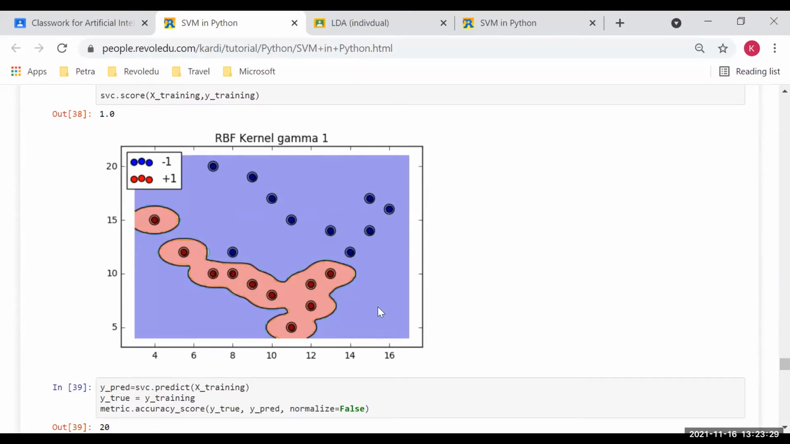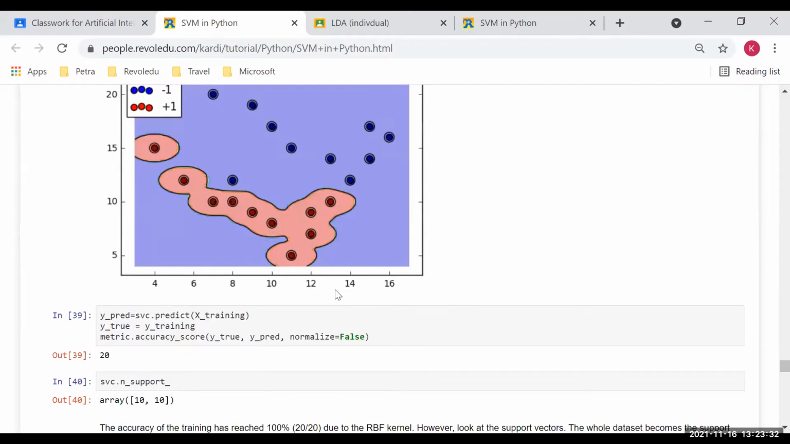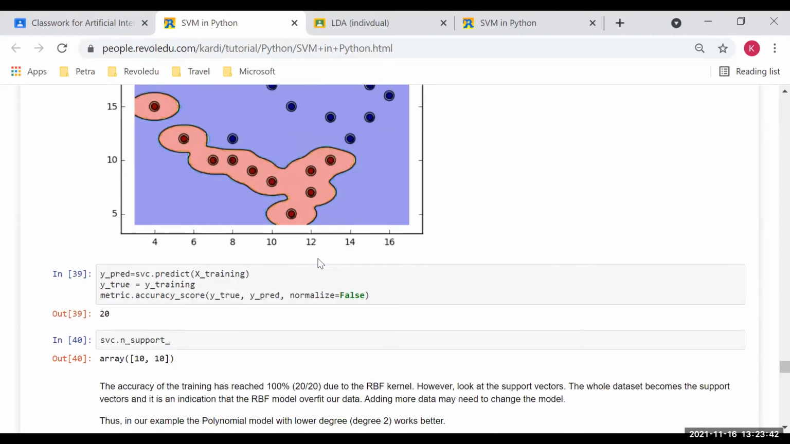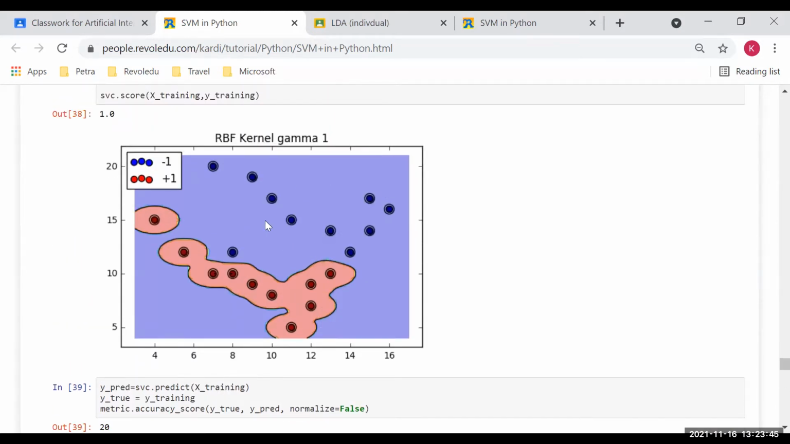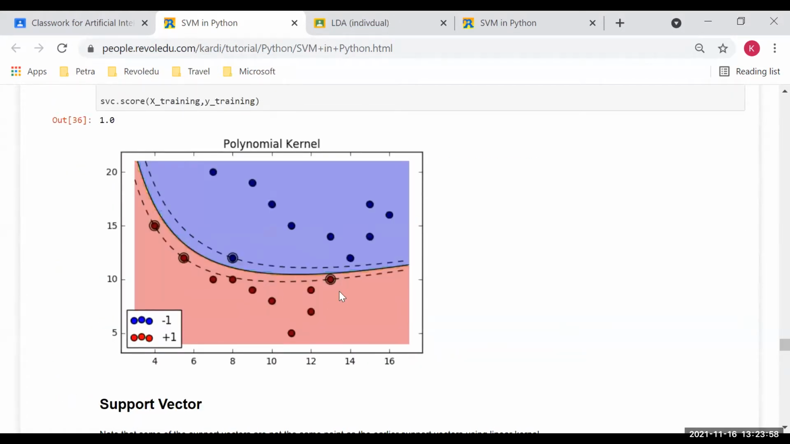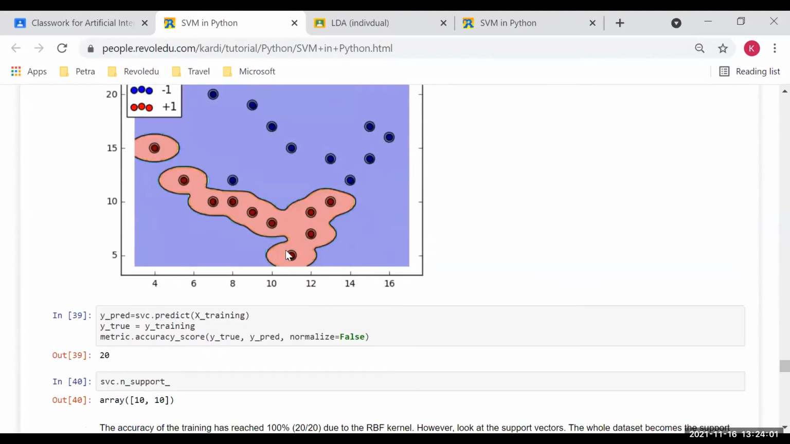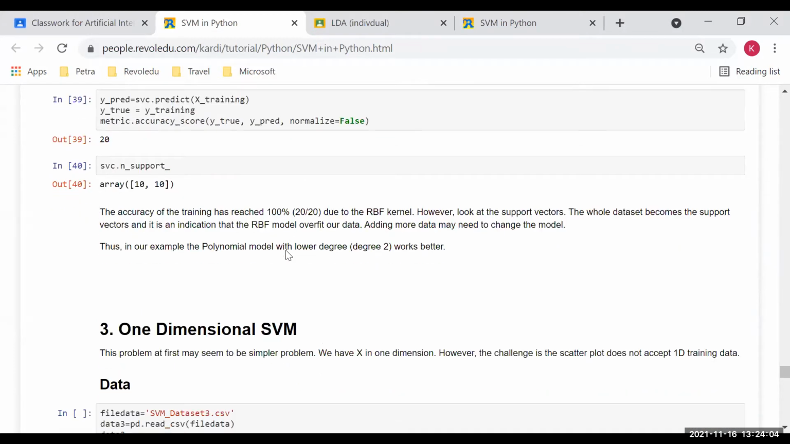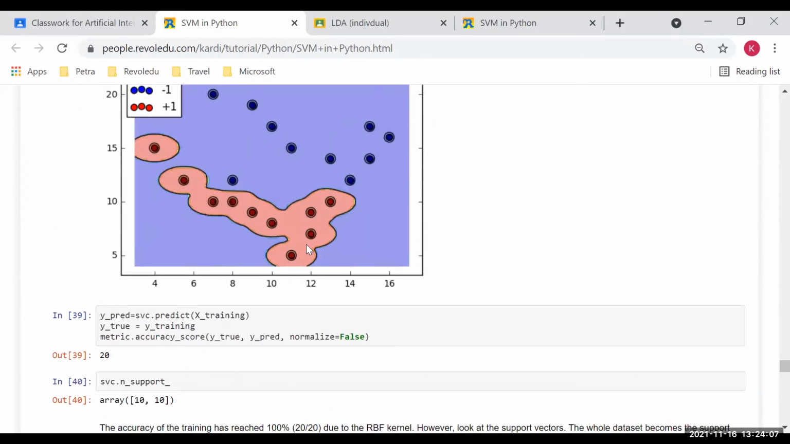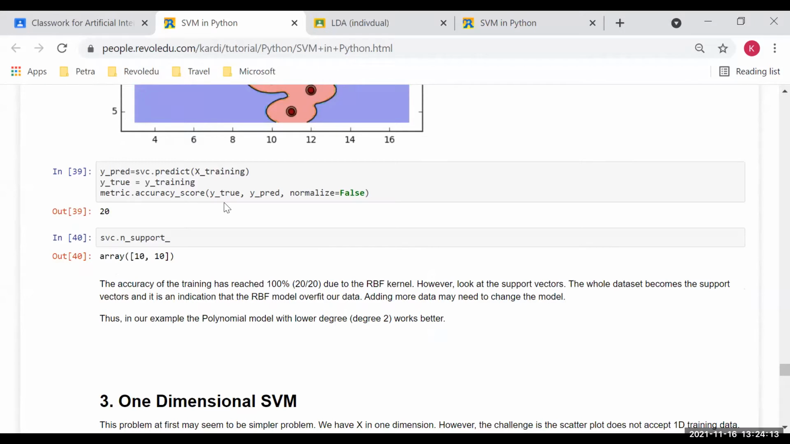You will see here, gamma is 1, for example. The result is clearly non-linear, and 100% correct. But from here, you will see that actually this is overfit, isn't it? The separation is no longer just linear, simple like this, but now it's inside something else, right? So you can see from the plot, this is actually overfitting. Of course, the accuracy is 100%.